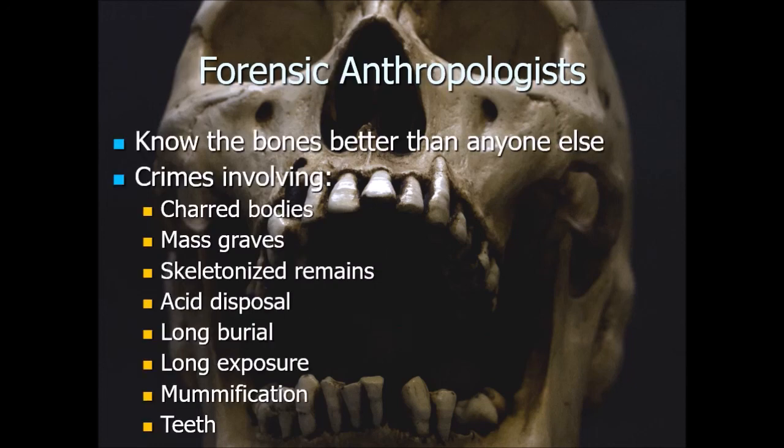Forensic anthropologists know more about the bones than anyone else on Earth. That's just what we do. It's literally the main focus of our entire career. Crimes involving charred bodies, mass graves, skeletonized remains, acid disposal, long burial, long exposure, meaning not buried, usually on the surface, mummification, and teeth. Even though mummification still includes a lot of the soft tissue, it has been mummified, it has been desiccated, dried out. That falls into our area more so than the area of the medical examiner. So these are the types of cases that we work in the most. Does that make sense? All right.